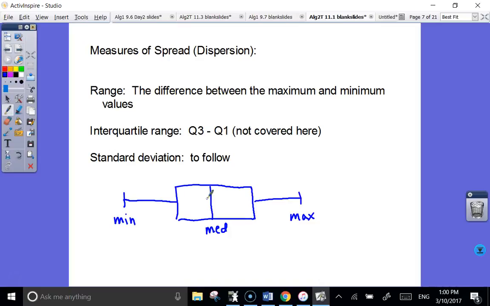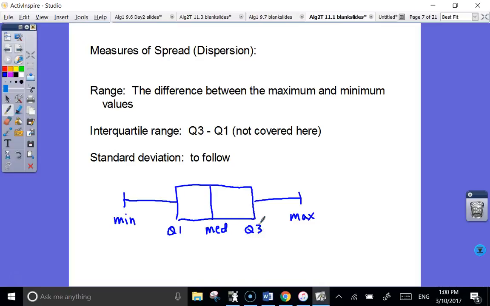So if you find the median of the lower 50%, that's the left side of the box. You can call it the first quartile or Q1. And the right side of the box is the median of the upper 50%. So that can be called the third quartile or Q3.